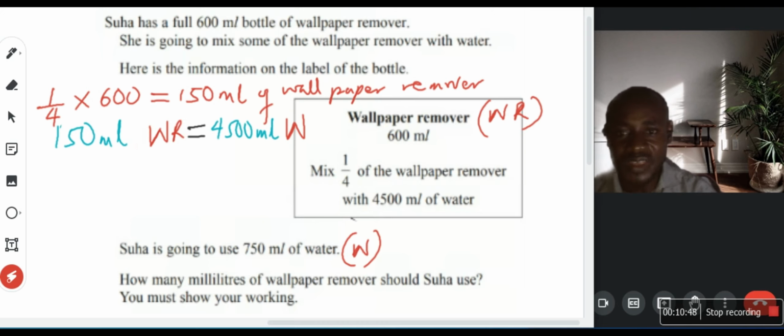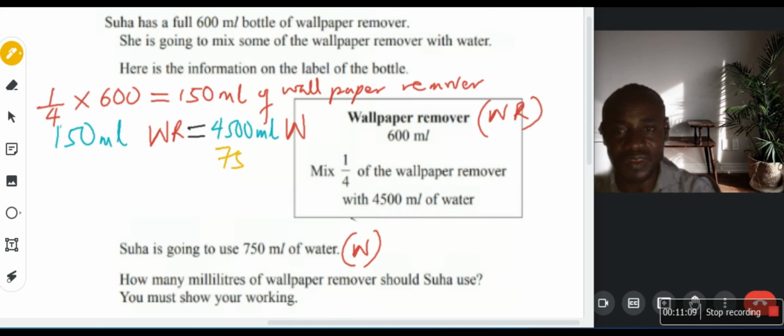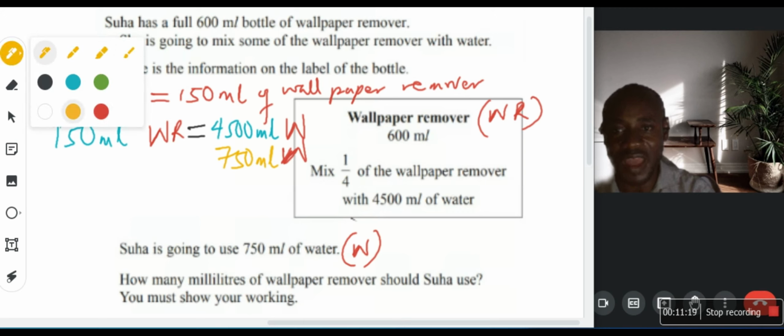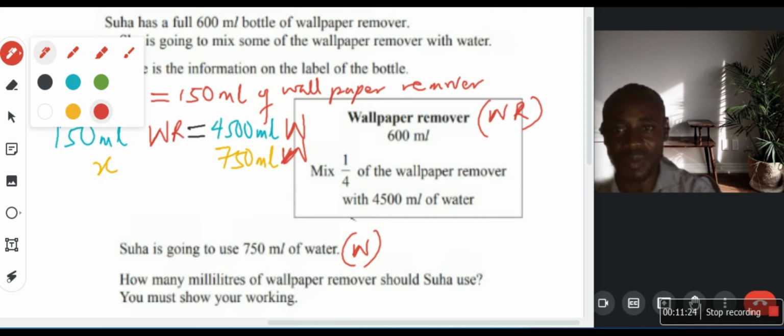Then he says Suha is going to use 750 milliliter of water. So how many milliliters of wallpaper remover should Suha use? So we do simple proportion. Now when he uses 750 milliliter of water, how much of the wallpaper remover will he use? We can call that X.